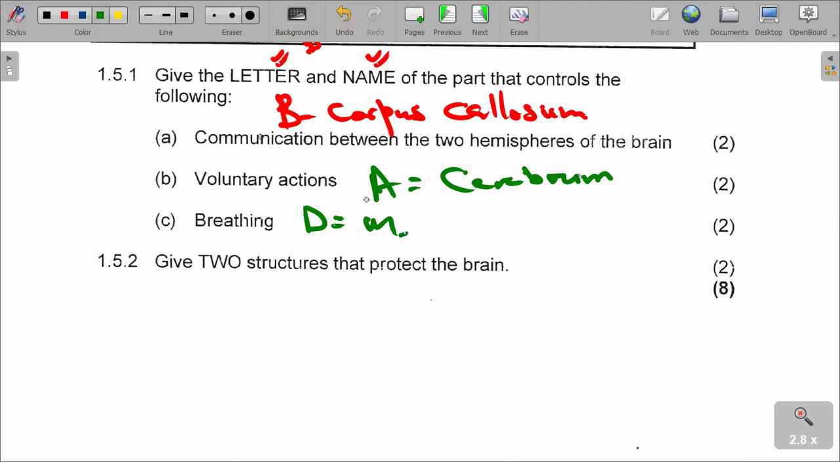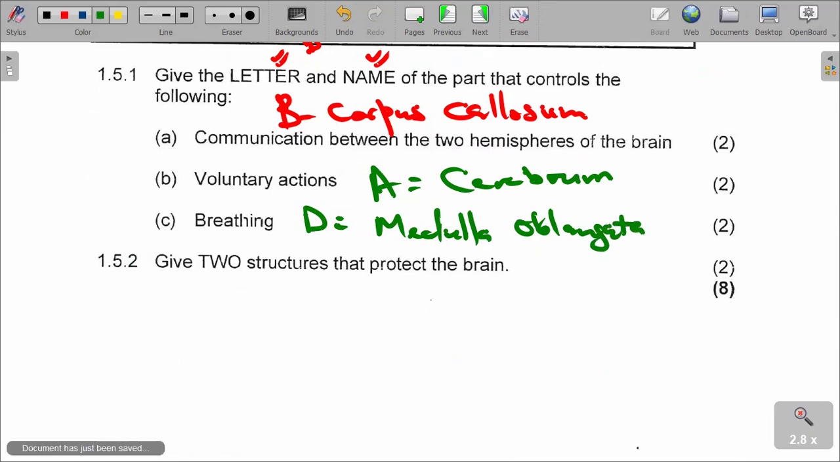And we say that it's medulla oblongata, letter D, medulla oblongata. That's it. And then give two structures that protect the brain.